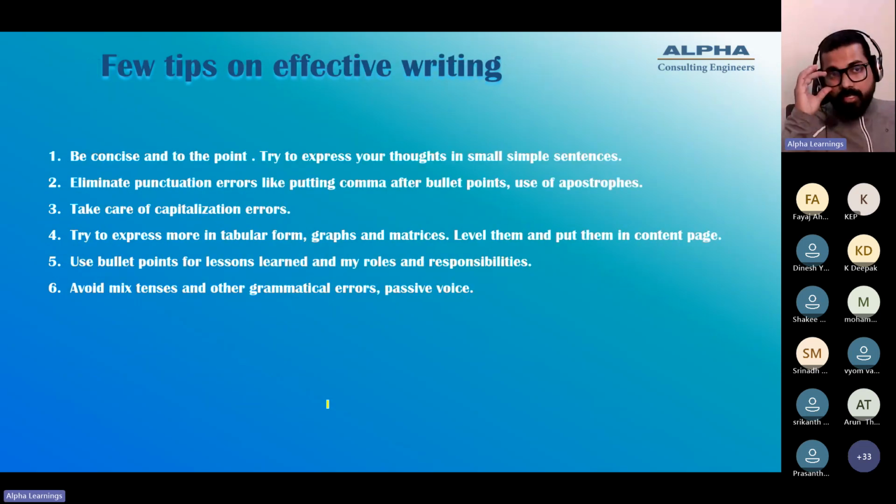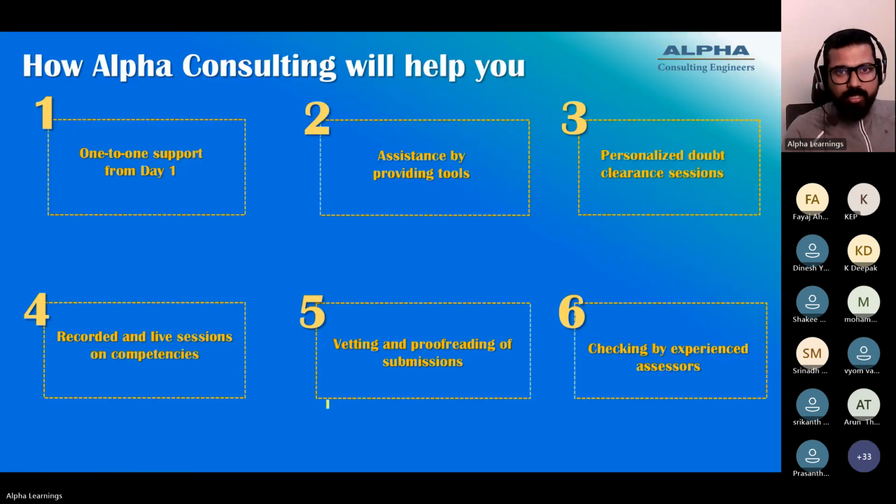These are some of the tips for effective writing. I have already discussed it. Now, how are we going to help you if you are making your submissions? It's one-to-one support. We can provide you some tools to make your submissions more effective. There are word counter tools, and we have Excel formats where you can easily write your submissions, aligned with the RICS expectations, and easy-to-use documents you can refer to.